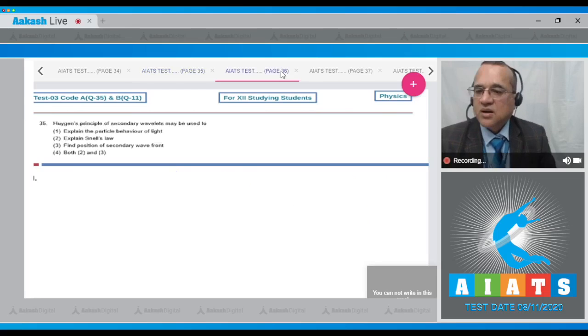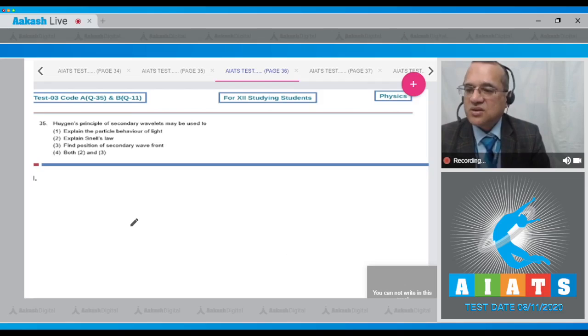Answer is 2. Question number 35 says, Huygens principle of secondary wavelets may be used to: first, explain the particle behavior of light; second, explain Snell's law; third, find the position of the secondary wavefront. Now dear student, the wave theory of Huygens was based on the wavefront, and we can find the position of the secondary wavefront if we know the primary by geometrical construction, and it could explain Snell's law. Whereas the particle behavior was given by Newton. So the answer is 2 and 3. Therefore, option 4 is the correct option. Both 2 and 3 are correct.